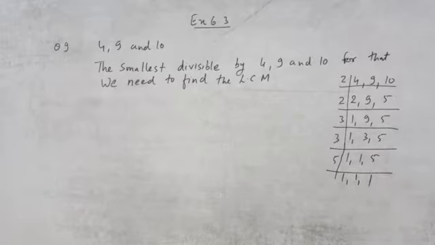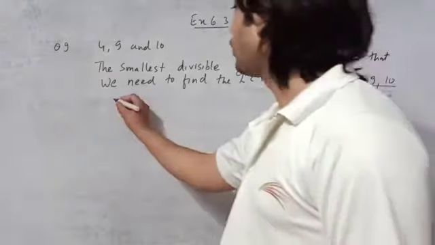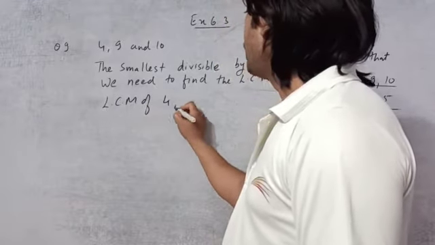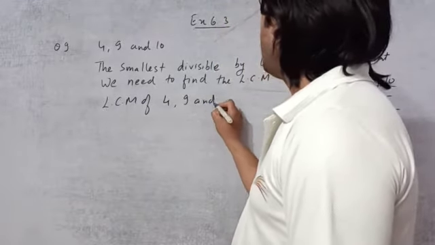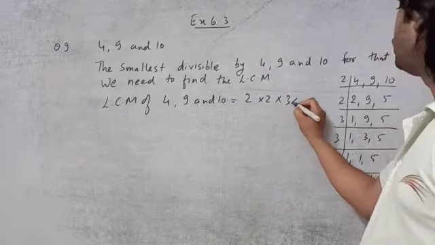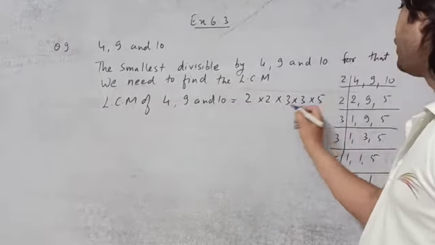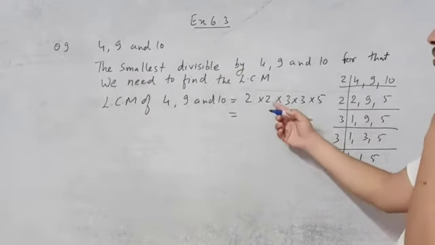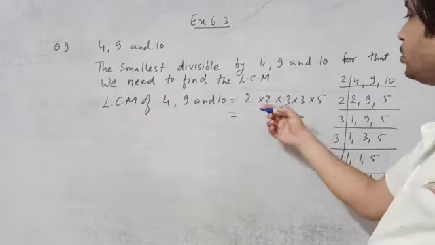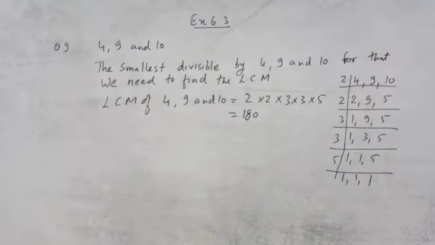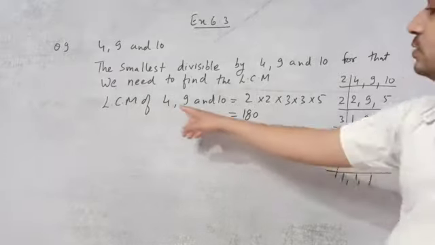So here we will write the LCM of 4, 9 and 10 equals 2 into 2 into 3 into 3 into 5. So this we will multiply: 3 into 3 is 9, 9 into 2 is 18, and 18 into 10 is 180. Now you can see this 180 is divisible by 4.